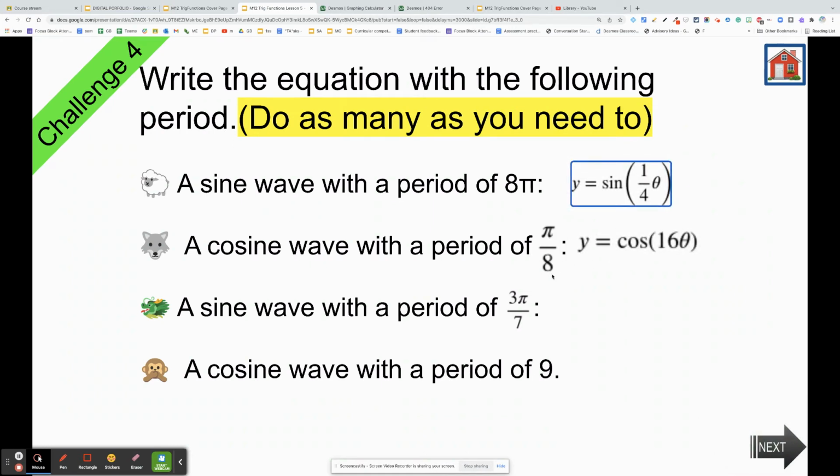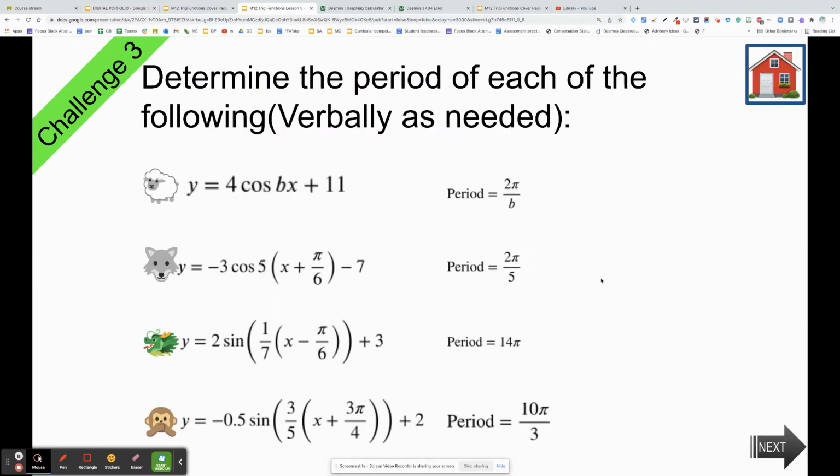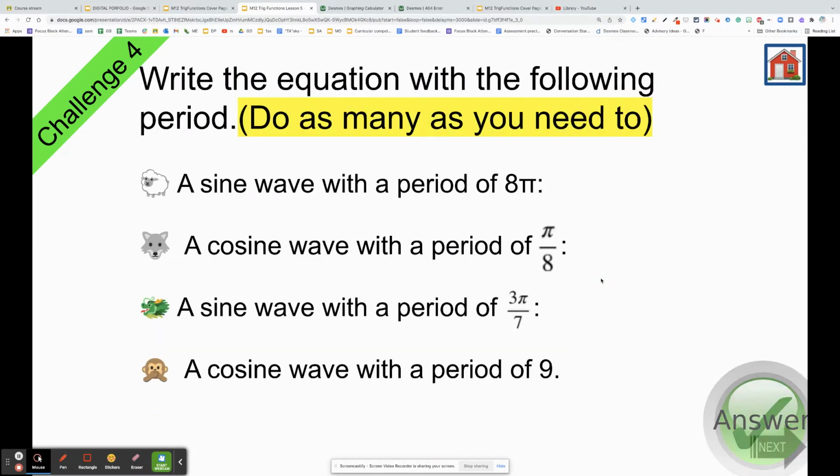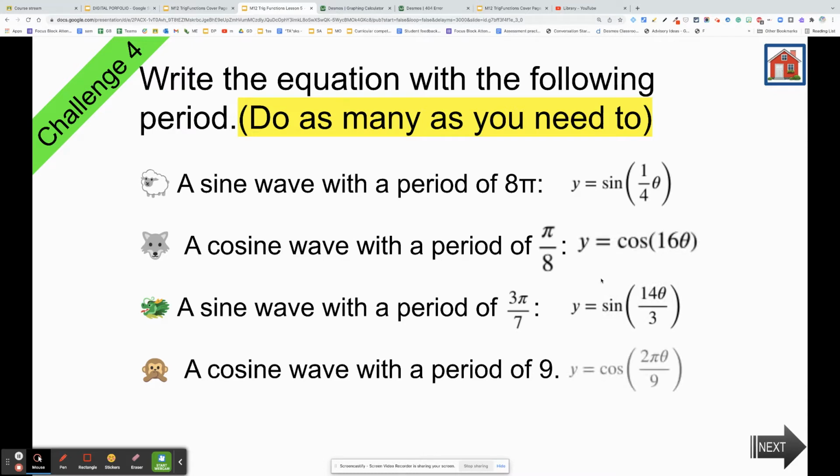Again here, what you do is you take the period equals 2 pi divided by b. So if pi over 8 equals 2 pi over b, rearrange that. And here are the answers. Okay, so once again, this requires you to take the period. The formula is 2 pi divided by b, and so if 3 pi over 7 equals 2 pi over b, rearrange those fractions, isolate b, and you'll get your b value here.